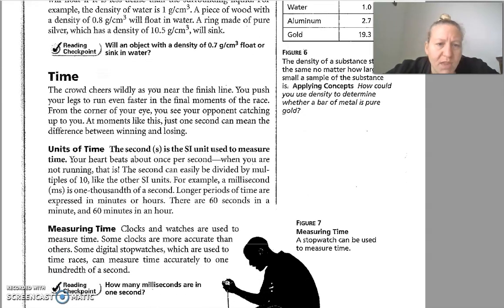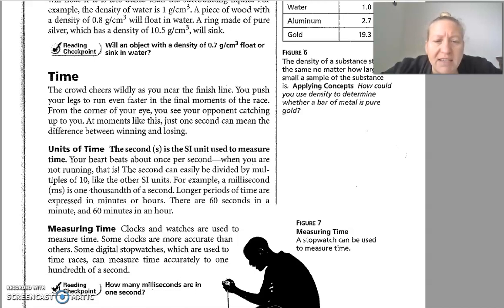Time. The crowd cheers wildly as you near the finish line. You push your legs to run even faster in the final moments of the race. From the corner of your eye, you see your opponent catching up to you. At moments like this, just 1 second can mean the difference between winning and losing.